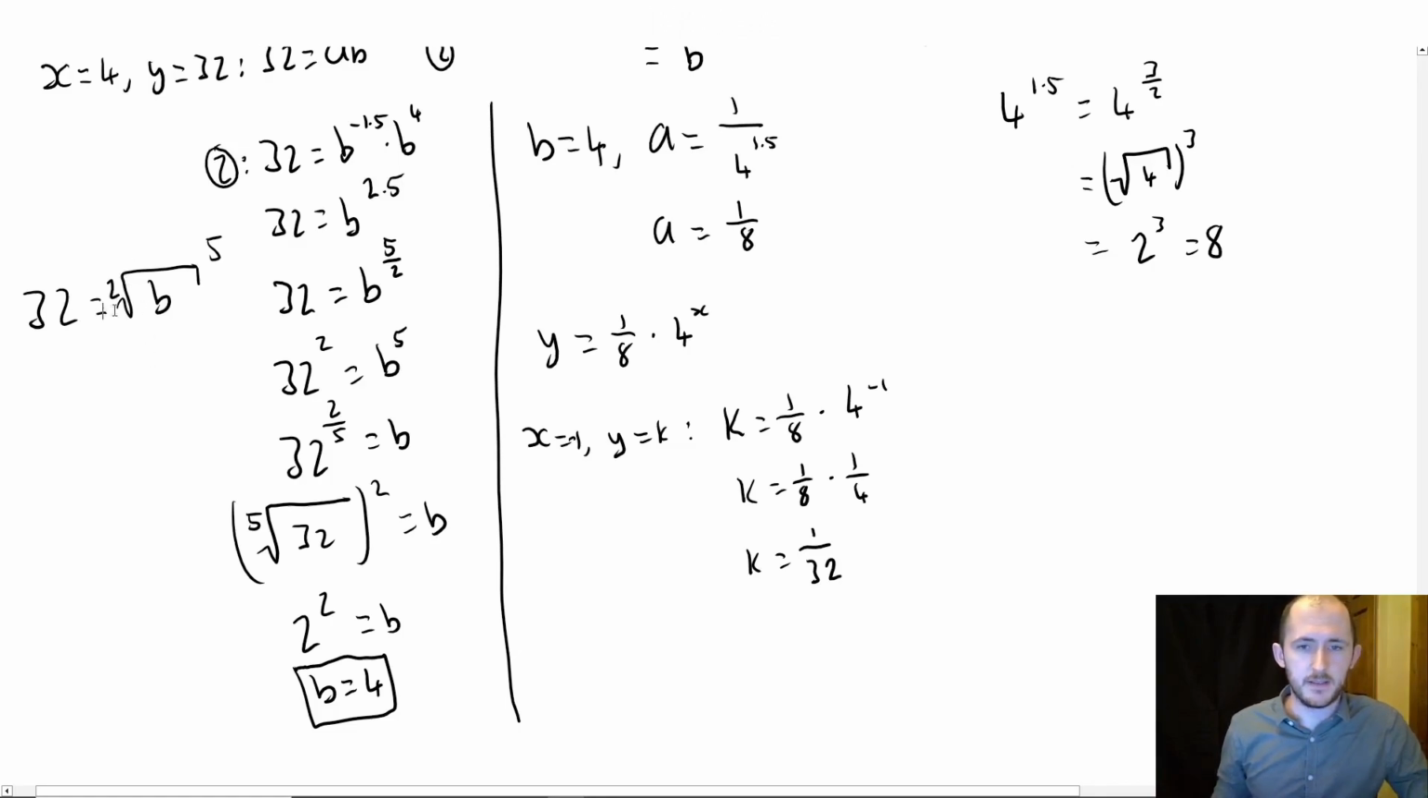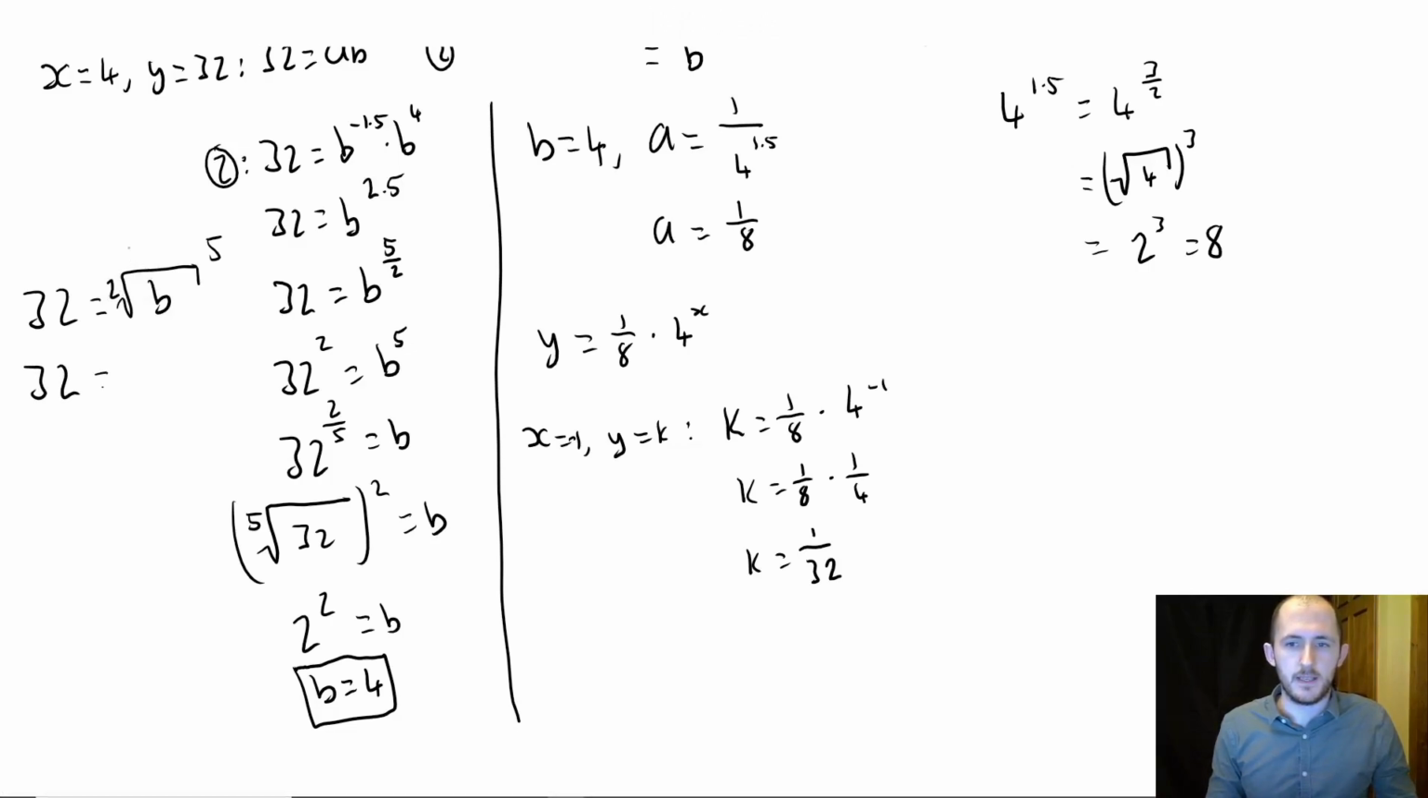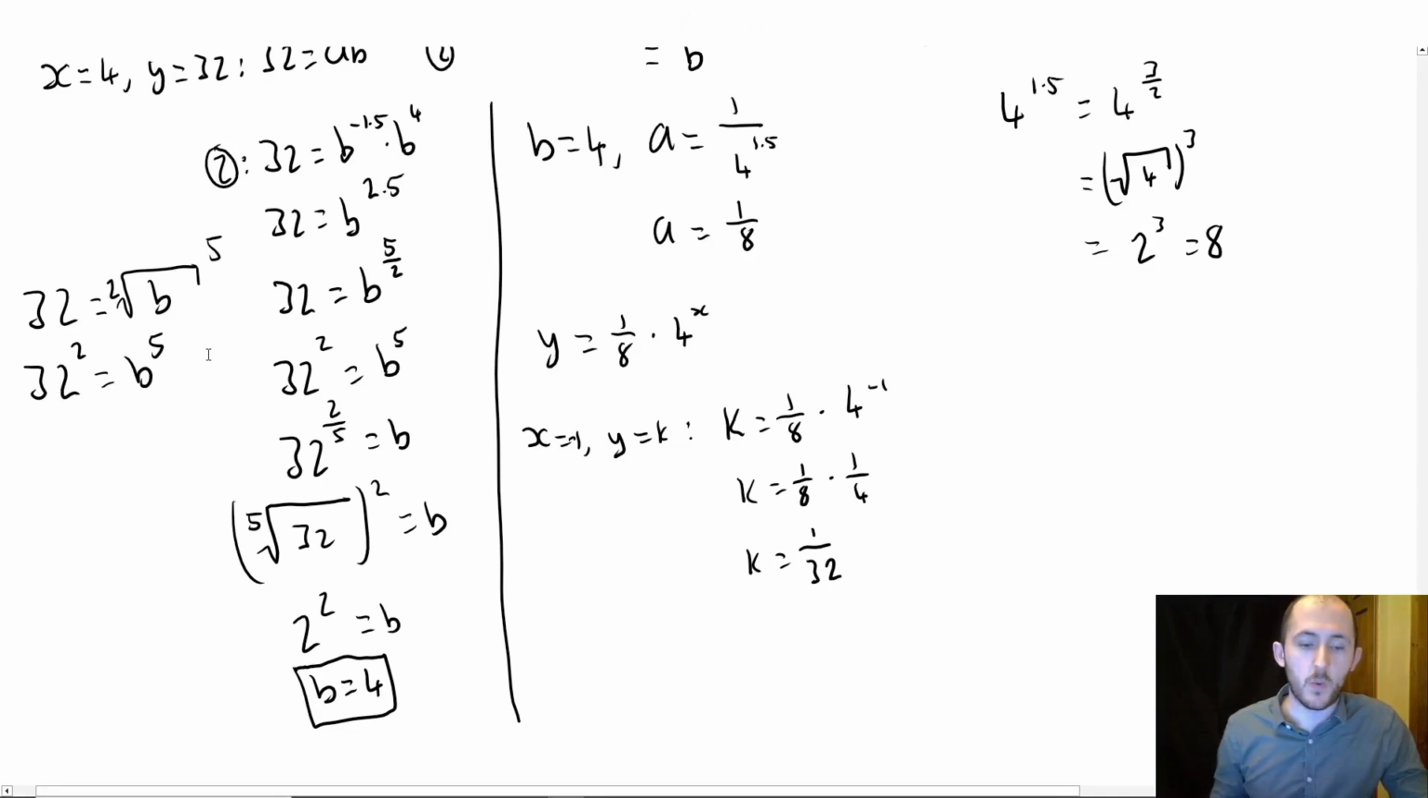If that's okay, then what I want to do is get rid of the square root. So I've squared both sides, which gives me 32 squared equals b to the power of 5. So all I've done from here to here is I've squared both sides. If you're not sure about that, I can write it out fully in the technical mathematical way, because technically this is skipping a step. But if you square both sides, it would get rid of the square root sign.